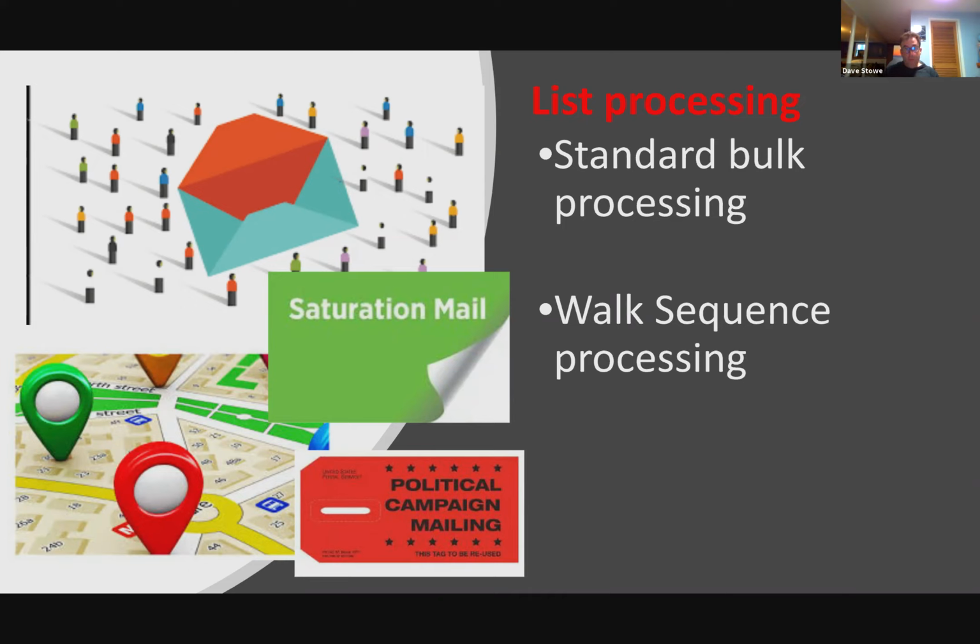There is also additional processing that can be done to significantly lower postage cost over standard bulk rates. This is very pertinent in political mail, where generally the mail is going to a very concentrated area in small geographic areas. Once mail reaches a certain level of concentration on a mail route, more discounts kick in. This type of processing is called walk sequence processing.